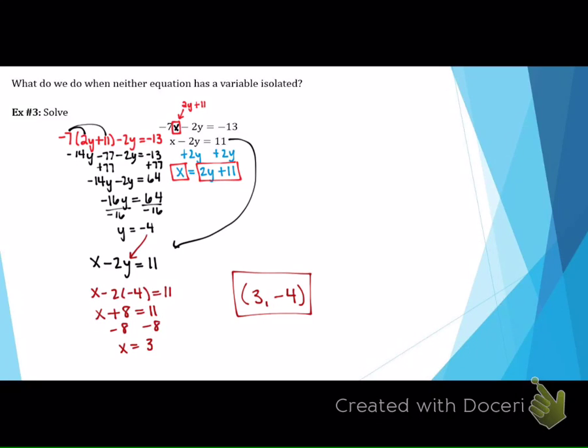I thought you had 4 equals 4 somewhere. That's a y, though. It looked like a 4 to me, but I was just glancing at it. All right, any questions there?